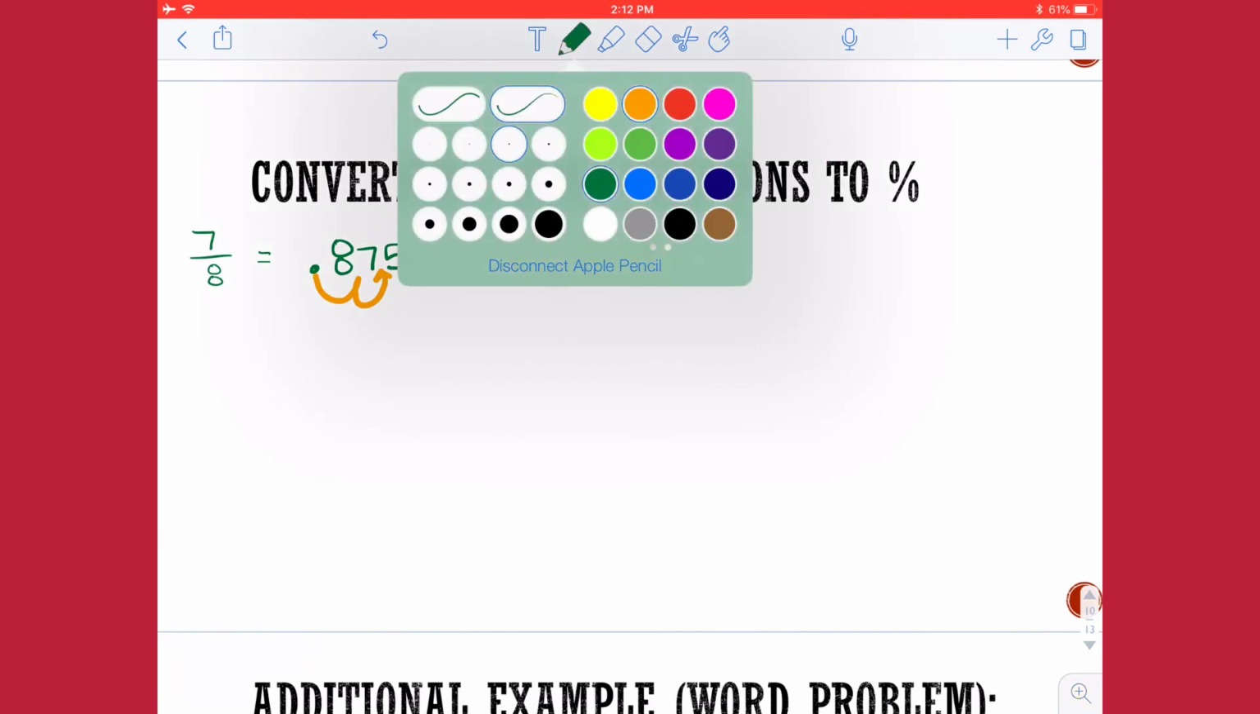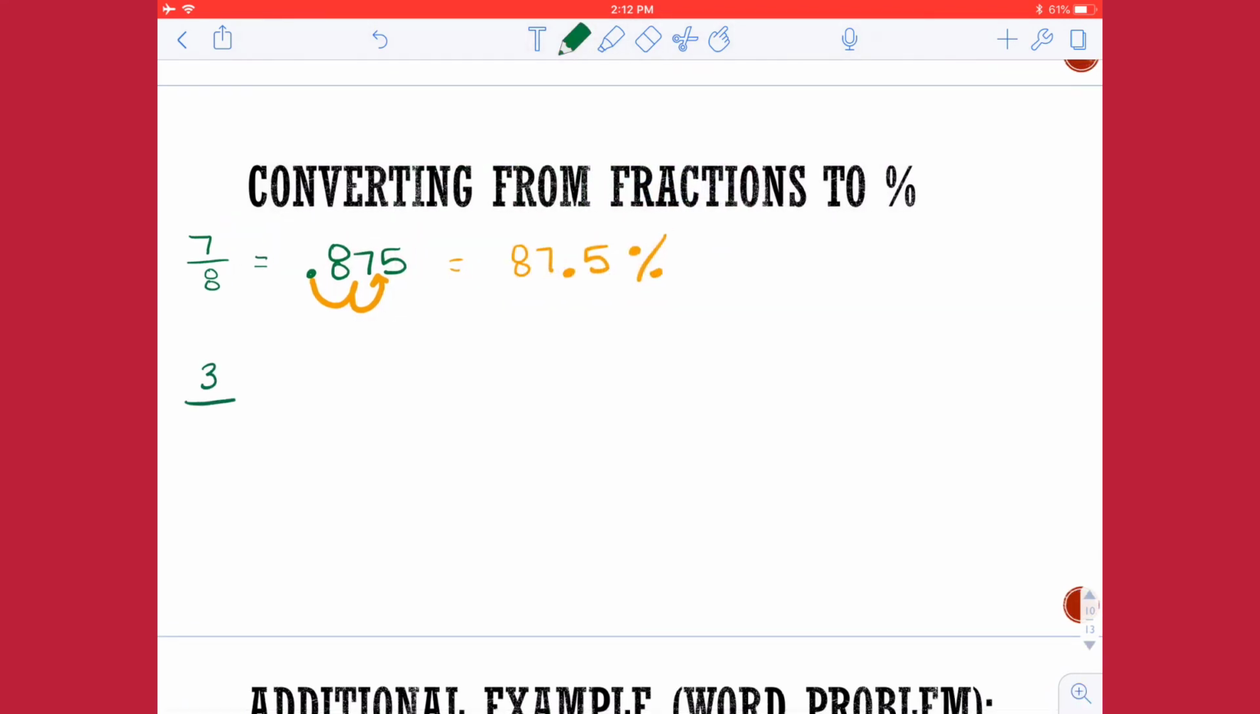Let's do another one. Let's say I had 3 over 4. And again, that's the same thing as saying 3 divided by 4. And that gets us the value 0.75. So if I want to put that in its equivalent percent form, I'm going to move the decimal 1, 2 places to the right, and that gets me 75 as a whole number percent.